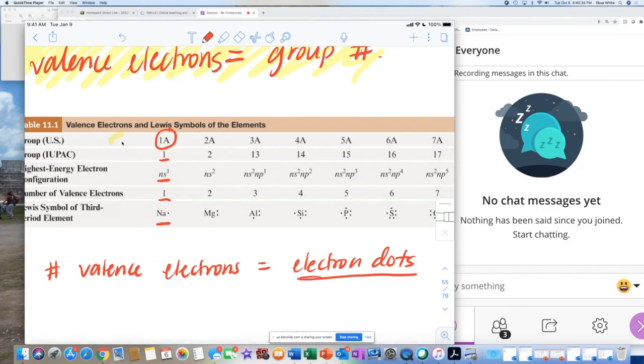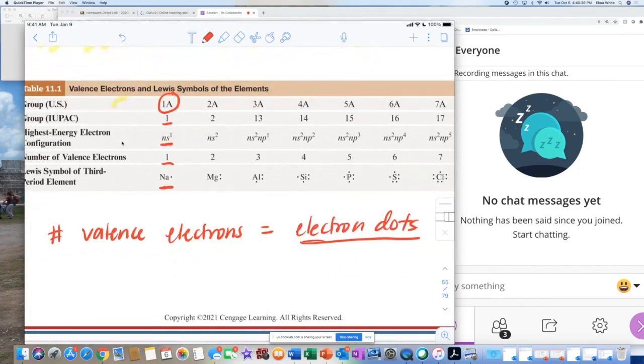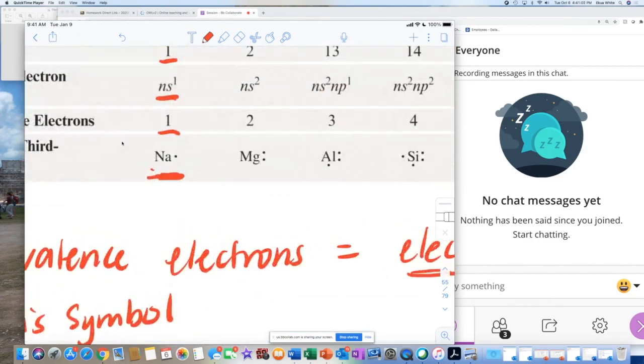Anyway, the scientist Lewis likes using dots to represent electrons. So he shows us symbols called Lewis symbols. You have the element name in the middle, whatever the element is, and then you have dots around the element, and the dots represent the number of valence electrons. So sodium has one dot, and this dot just tells you sodium is in group 1 and it has one valence electron.